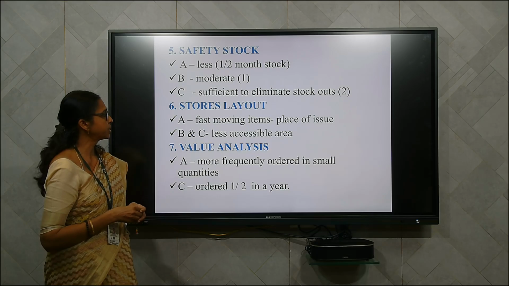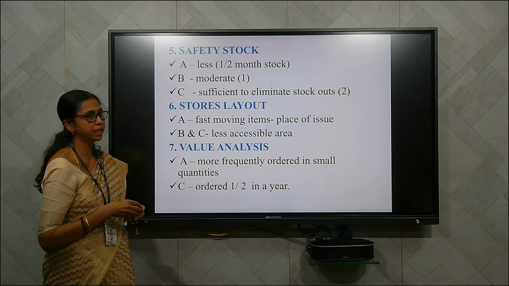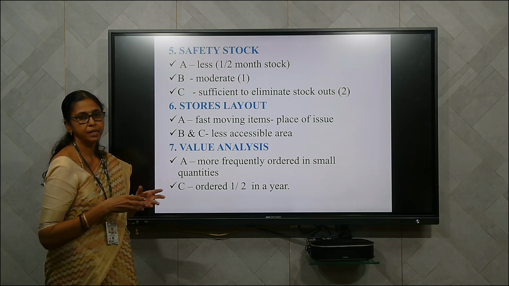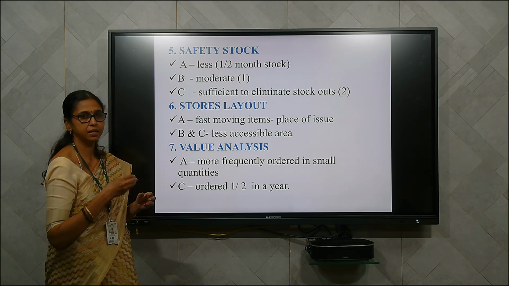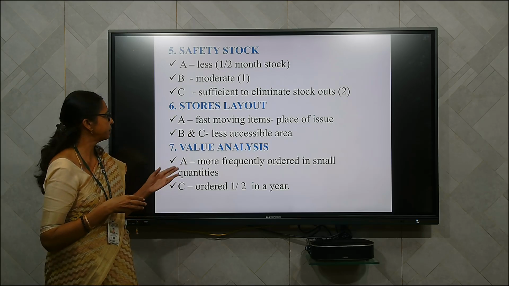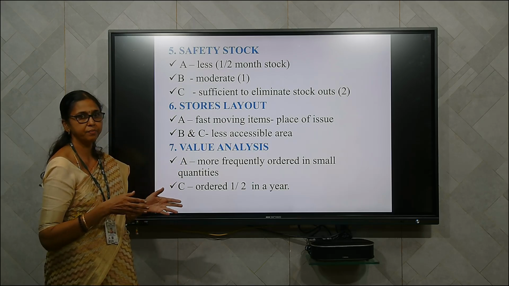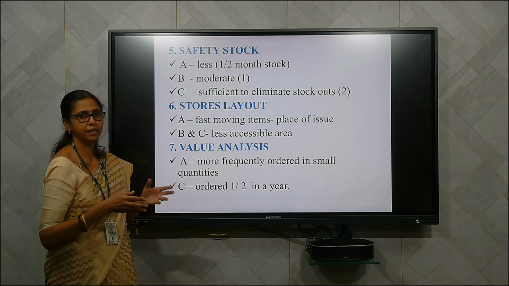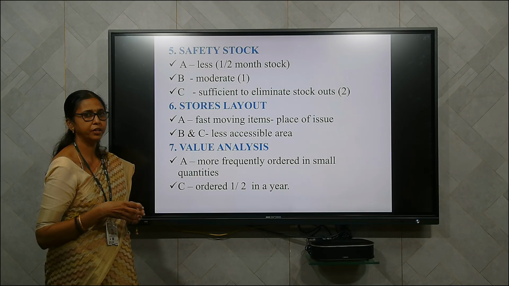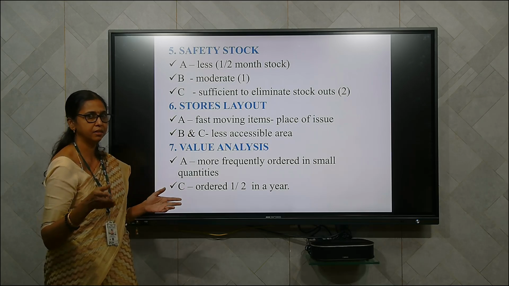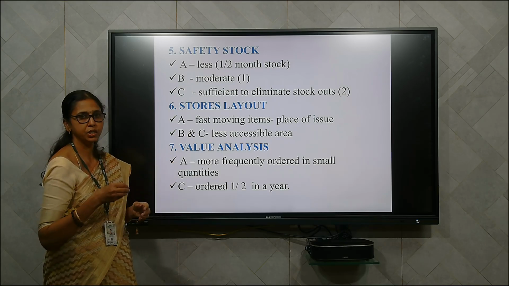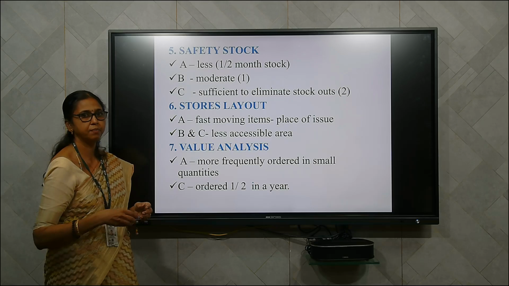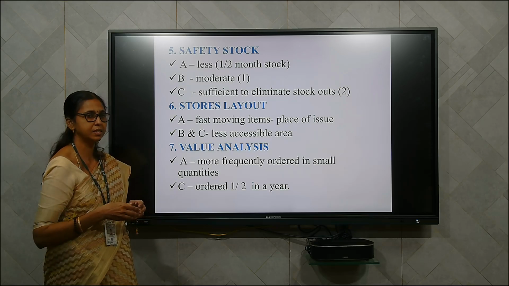Stores layout: A items are fast moving, so they are placed near the place of issue, close to the production area, since they are very essential for production. B and C items can be kept in less accessible areas. Only when we require them can we go and take them, using material handling equipment to bring them to the production area.